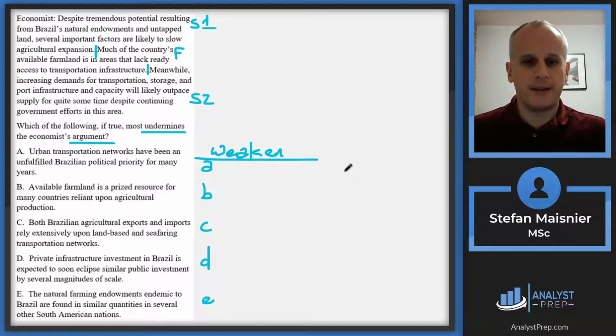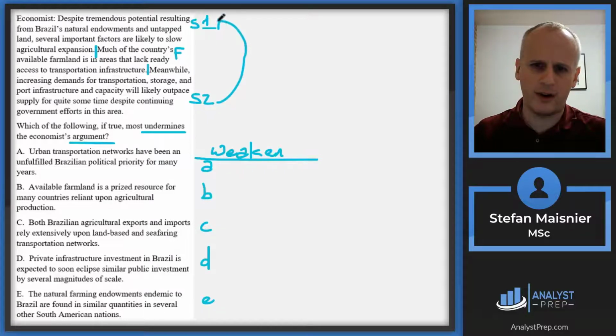So, despite tremendous potential resulting from Brazil's natural endowments and untapped land, several important factors are likely to slow agriculture expansion. Does this support the idea that increasing demands for transportation, storage, and port infrastructure and capacity will outpace supply for quite some time? It doesn't seem so, right? Like, all of these seem like the factors. And if these seem like the factors, then statement 1 requires the support, so statement 2 is providing the support.